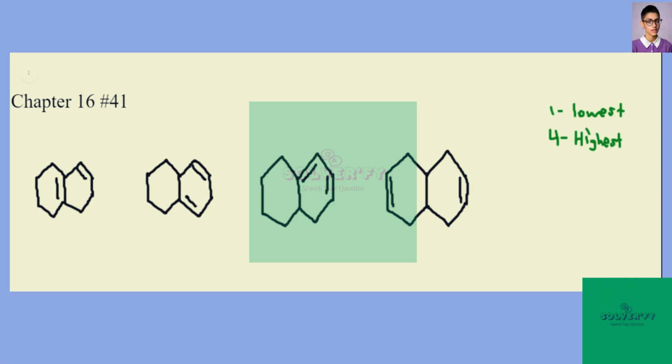In order to do that, we need to remember that a less stable double bond is going to have a higher heat of hydrogenation. And then we also need to recall that the more substituted a double bond is, the more stable it's going to be. Looking at the first molecule here, this is a conjugated diene.